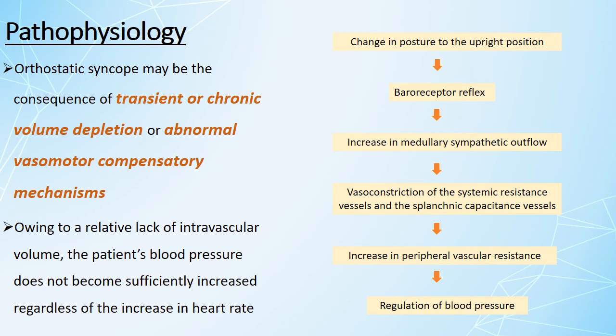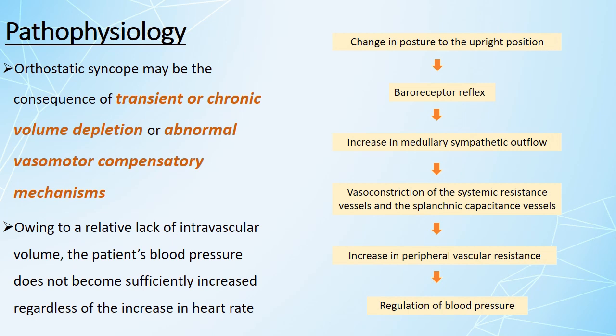Now coming to the second mechanism, which is abnormal vasomotor compensatory mechanism, how it acts is what we will see on the right side flow charts. So what happens in the normal situation when the patient is sitting and he or she changes his posture to the upright position? At that time we can just follow the flow chart.